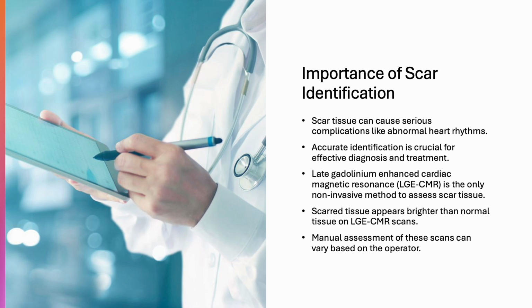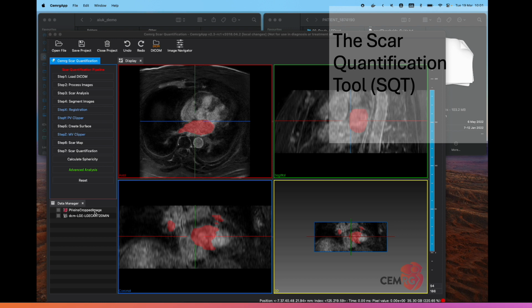The main focus of this case study is the Scar Quantification tool, or SQT, within the CemrgApp platform. This tool is a crucial component of our efforts to analyze the scar tissue in the heart. It enables us to visualize and validate the steps required for accurate quantification of scar tissue. Now, let's delve into how the SQT works.